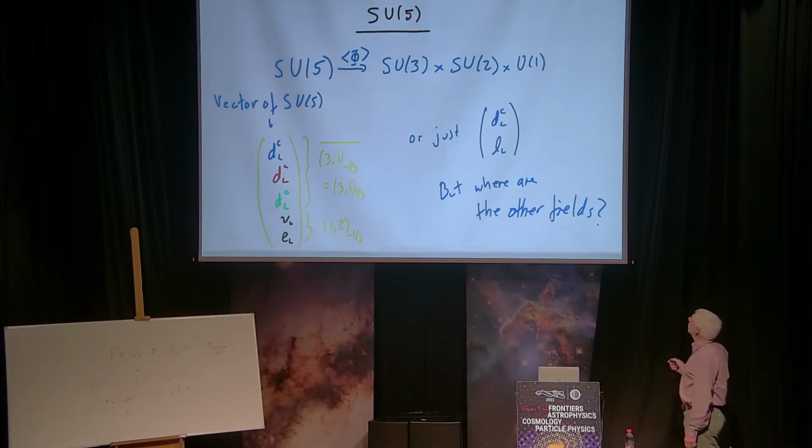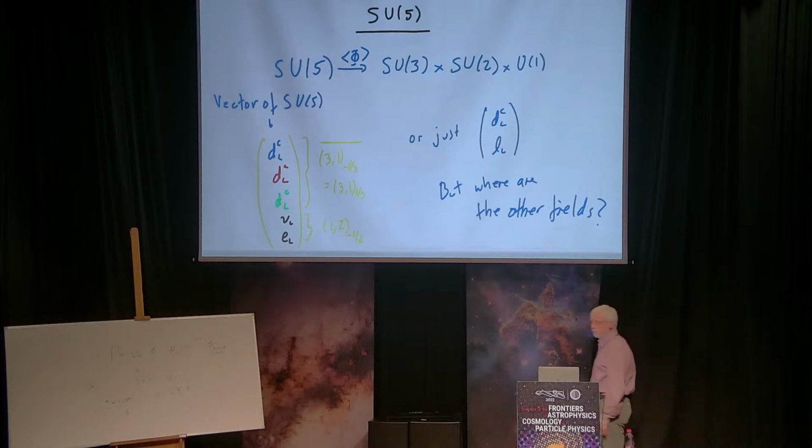So now let's consider a case where the gauge group is SU(5). SU(5), for example, is kind of interesting: N squared minus 1 is 24, so it's 24 gauge fields. It's pretty big.